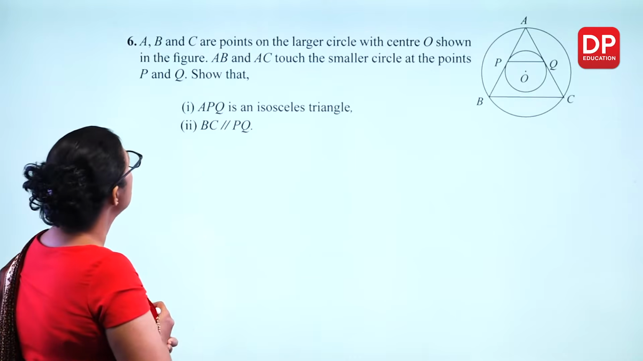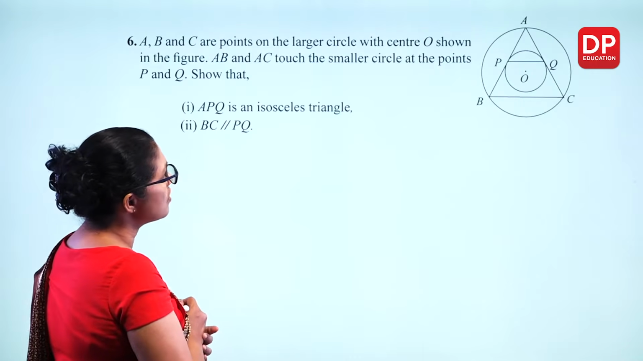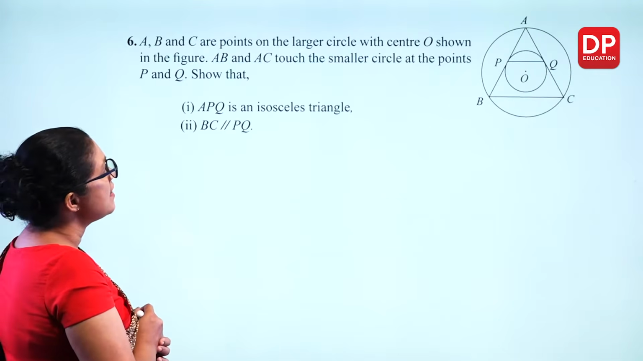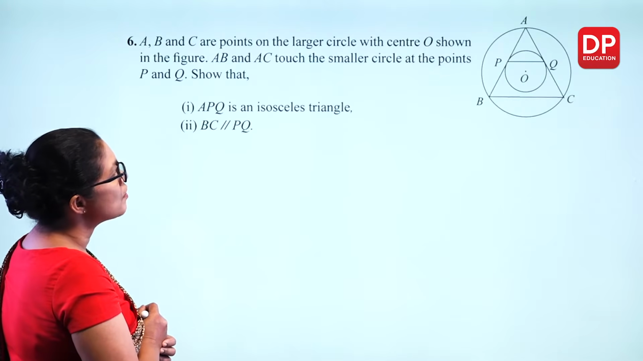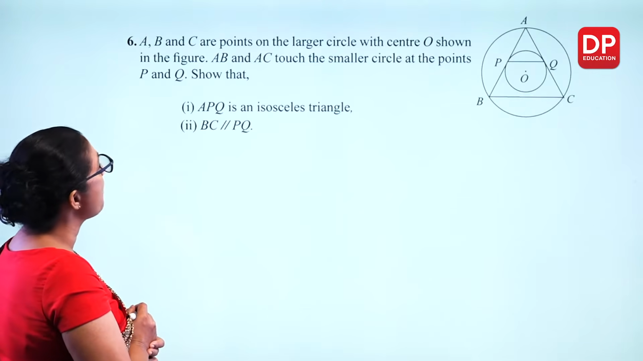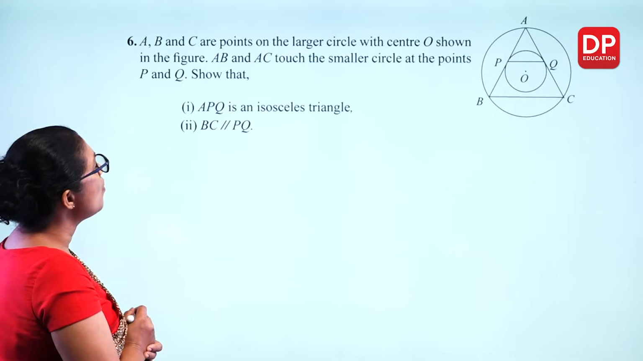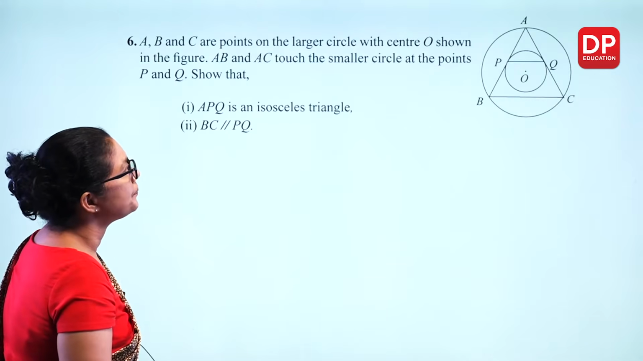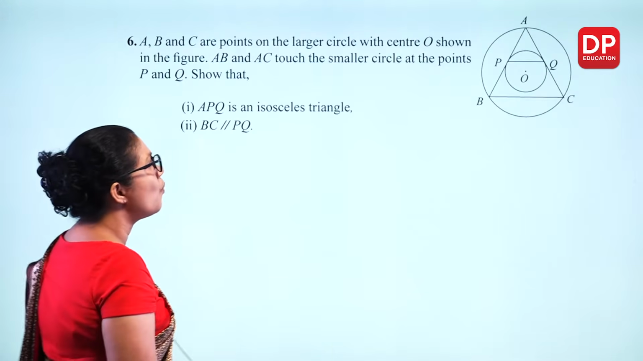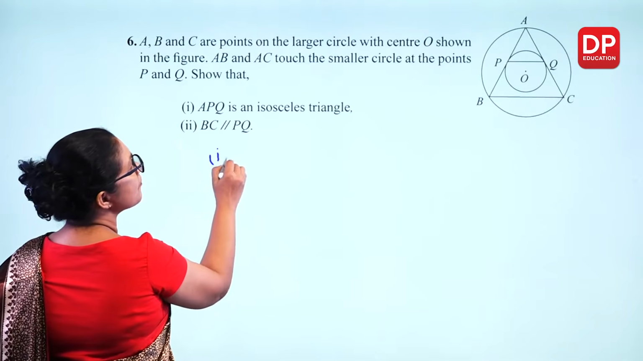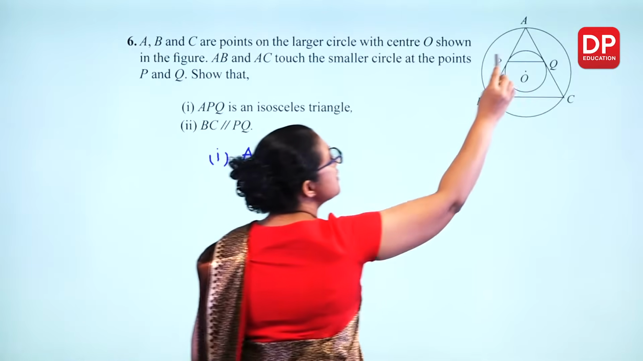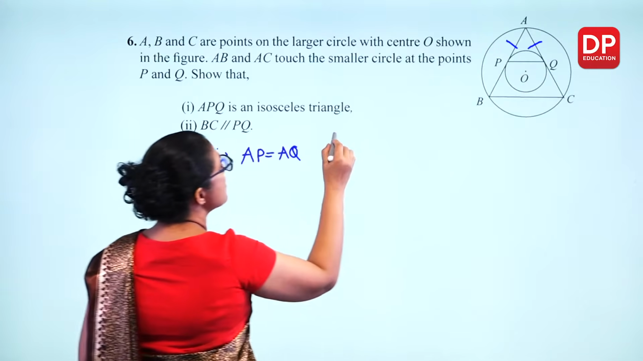Question number 6. A, B and C are points on the larger circle and center O shown in the figure. AB and AC touch the smallest circle at the points P and Q. Show that APQ is an isosceles triangle. We know that AP equals AQ. That's the reason. Because two tangents are equal.